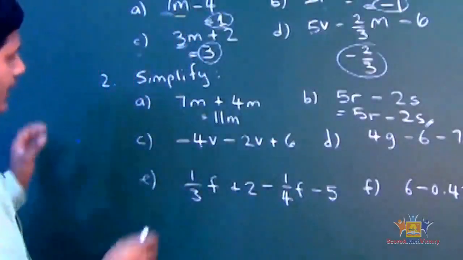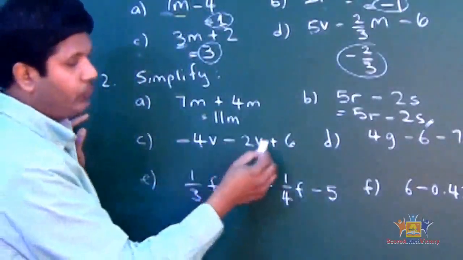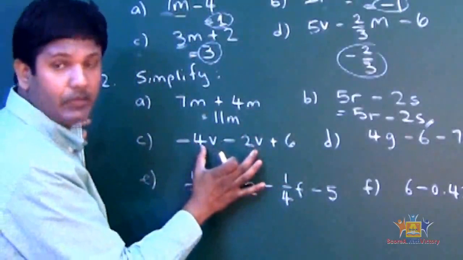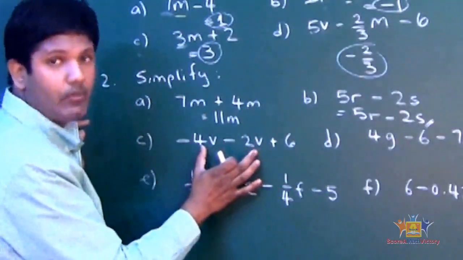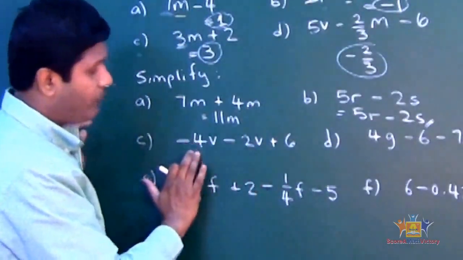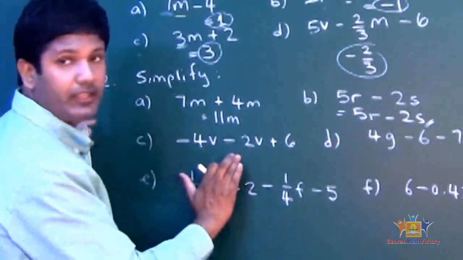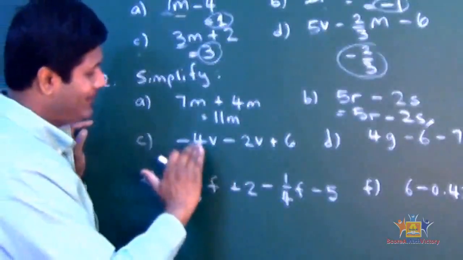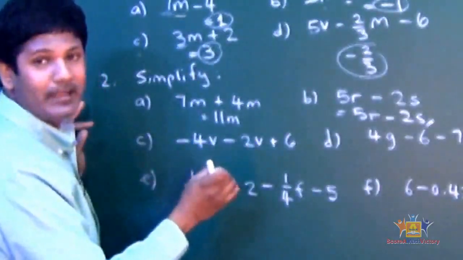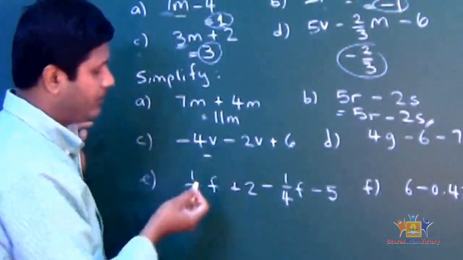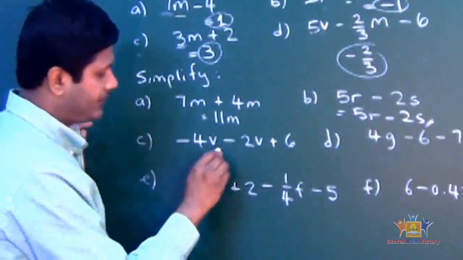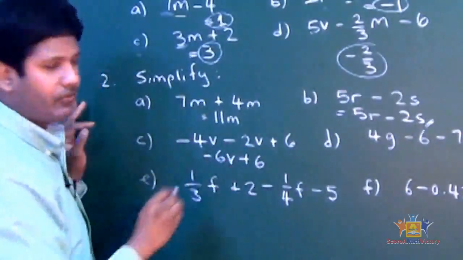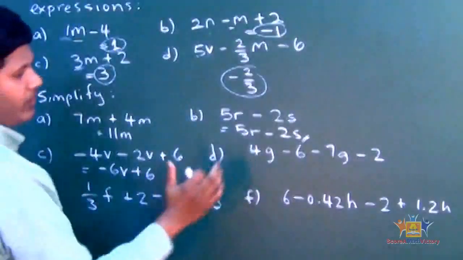Okay, good. Now look at this one. You've got 1, 2, 3 terms, but we want to simplify it because equal terms we can combine. I've got -4v minus 2v. I owe more, remember that? So 4 and 2 I can combine, and it's going to be negative. 4 plus 2 is 6, so I'm going to put -6v plus 6 right there. That's the answer.